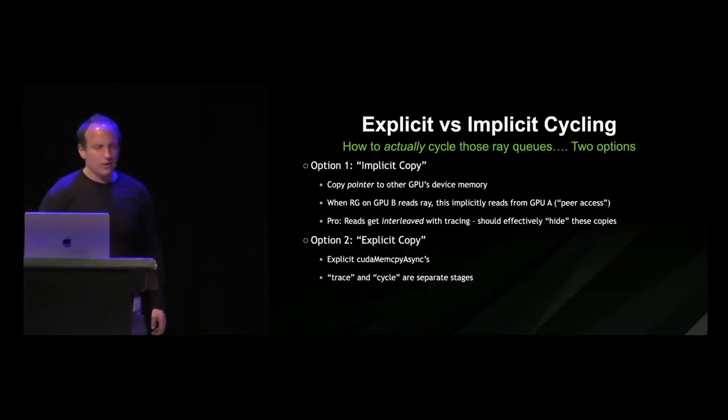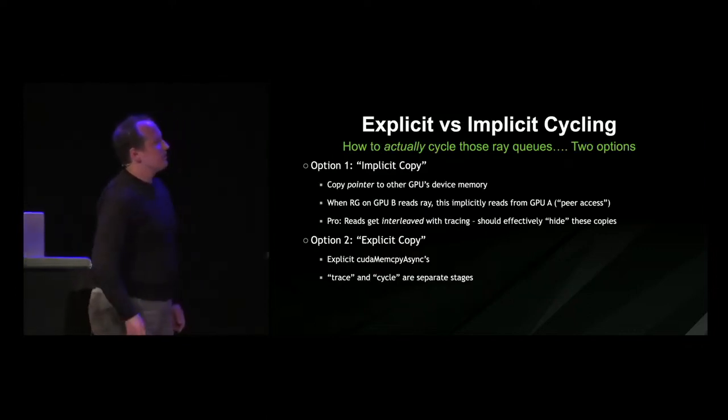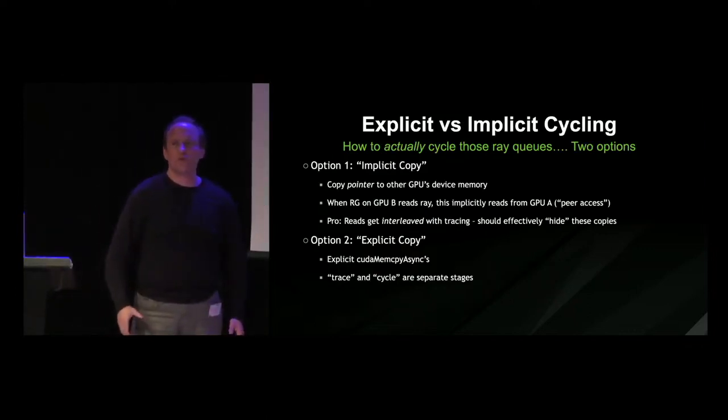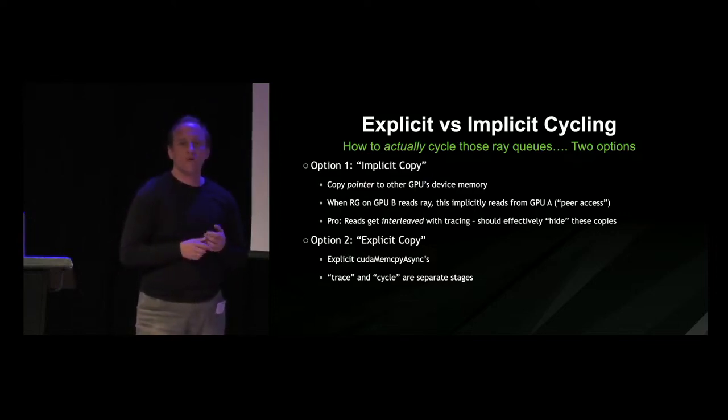Let's talk a little bit about some details. For example, one question is how do we do the cycling? So how do we communicate the ray queues from one GPU to another? There are several alternatives, two that turned out to be fast enough. One that we call the implicit method, one that we call the explicit method.